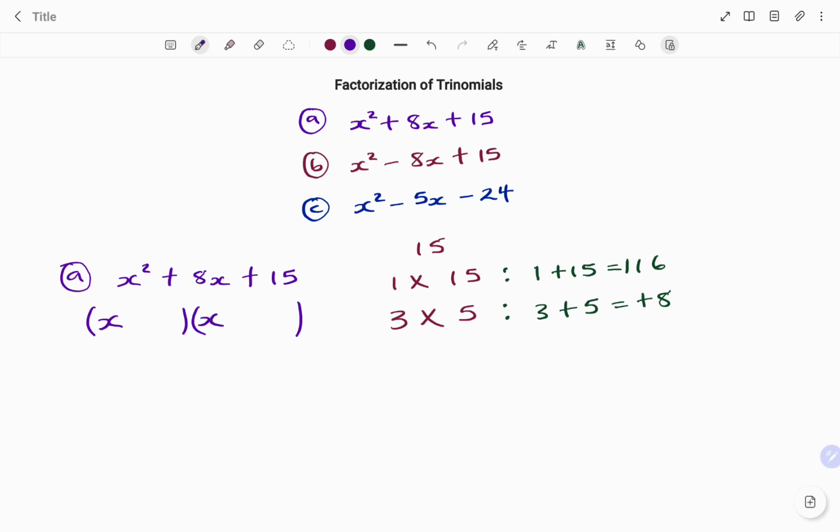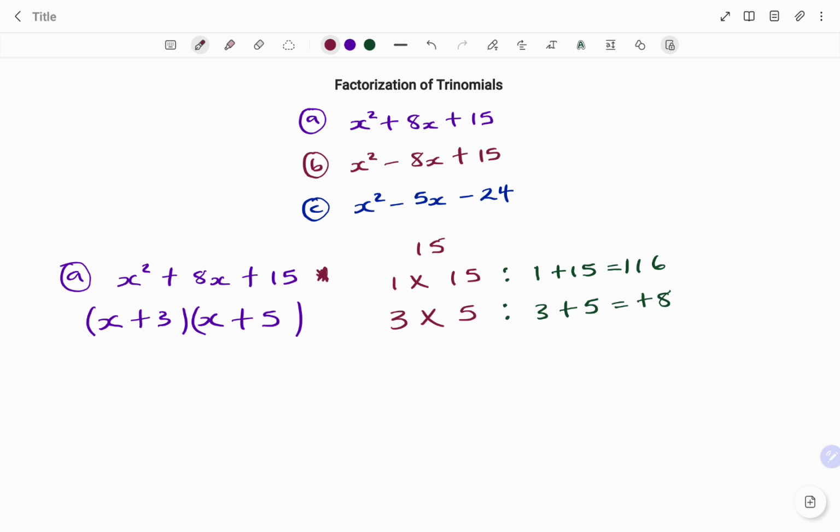Now, because we have plus 15, and we've been able to establish that plus 3 and plus 5 will give us plus 8, those are the factors of 15 that will give us the middle number. Then the value in the brackets will be a plus 3 and a plus 5. If we expand, we are going to get the original trinomial, x squared plus 8x plus 15.